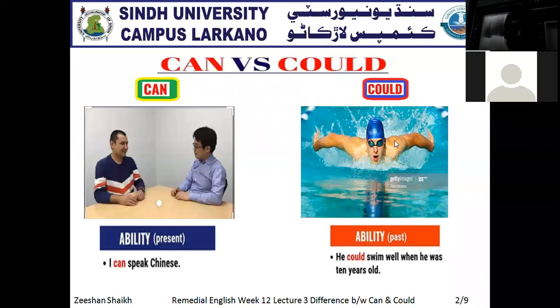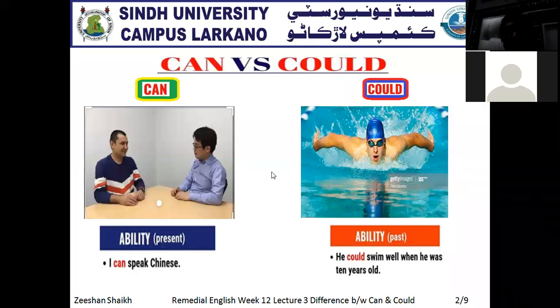Clear? Whereas if you see the example of could, could is used for the past ability. Means if you see the example, he could swim well when he was 10 years old. These two sentences show the past ability. Means the person, when he was 10 years old, he swam at that time. Clear? So he could swim. And this shows the ability of the past time.